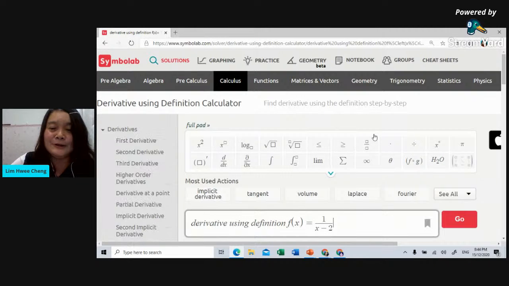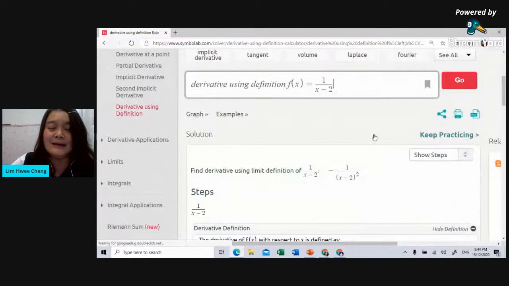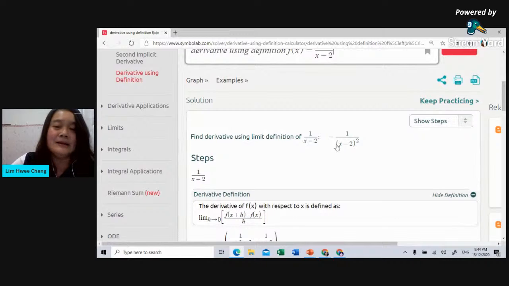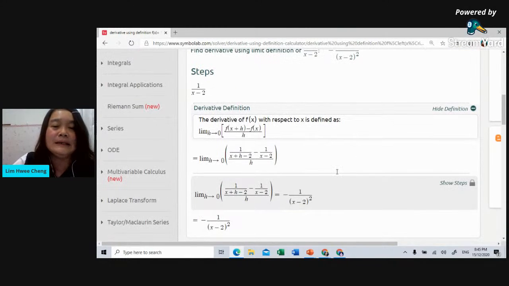Okay, then you see the answers. You will get the answer minus 1 over x minus 2 square. Okay, this is what you have done just now, so you will check, oh, your final answer is correct. If you want to go through in detail, you can see they will form the first principle formula for you, so you can double check.